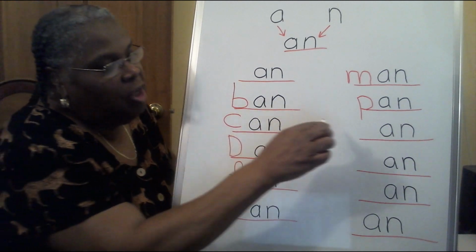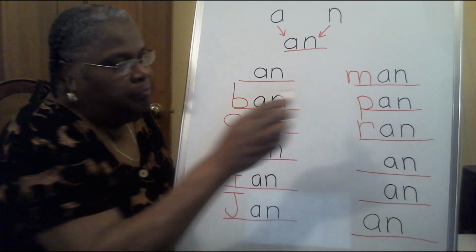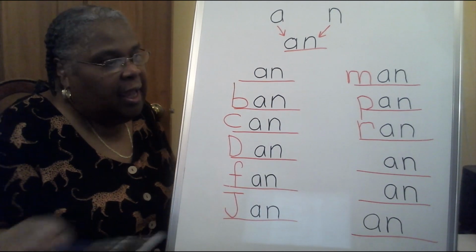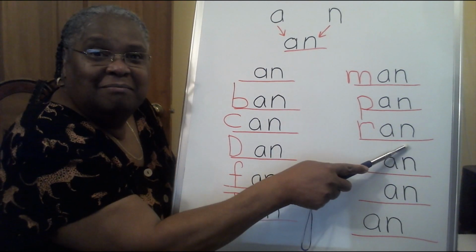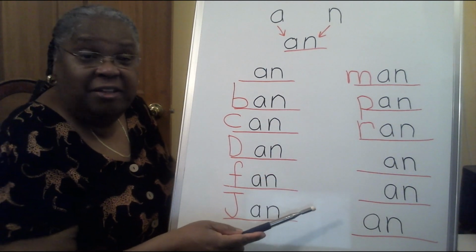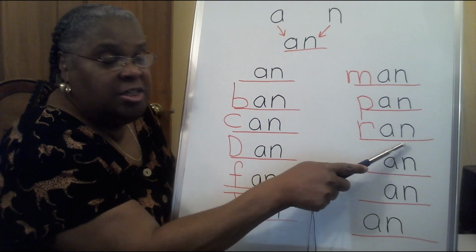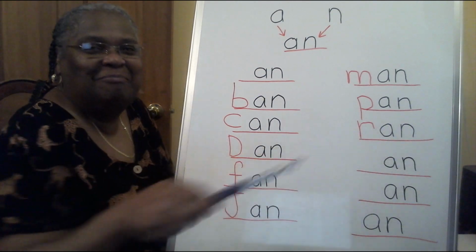When we put the letter R at the beginning of the word "and," we form the new word ran. Let us sound out the word together. Say the R sound, R. Now say the R sound with the word "and" together smoothly, ran.